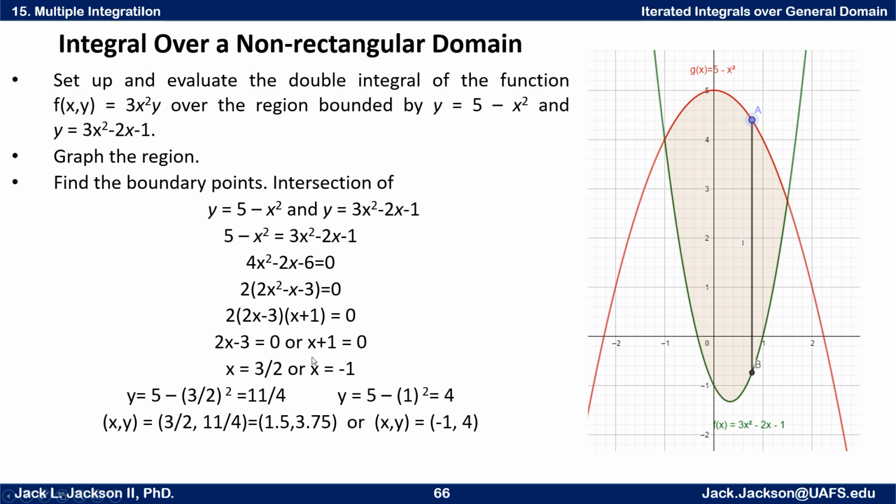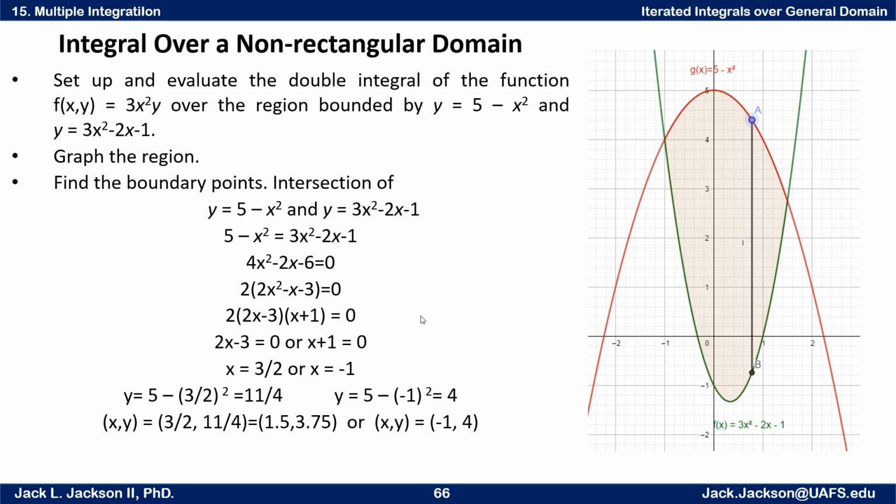The other point is when x equals negative 1. Plug that back into the original equation of 5 minus x squared for y. Of course, negative 1 squared is still 1. 5 minus 1 is 4. So the point is negative 1, comma 4, which we can definitely see on the graph as being correct. Okay, so we have that.